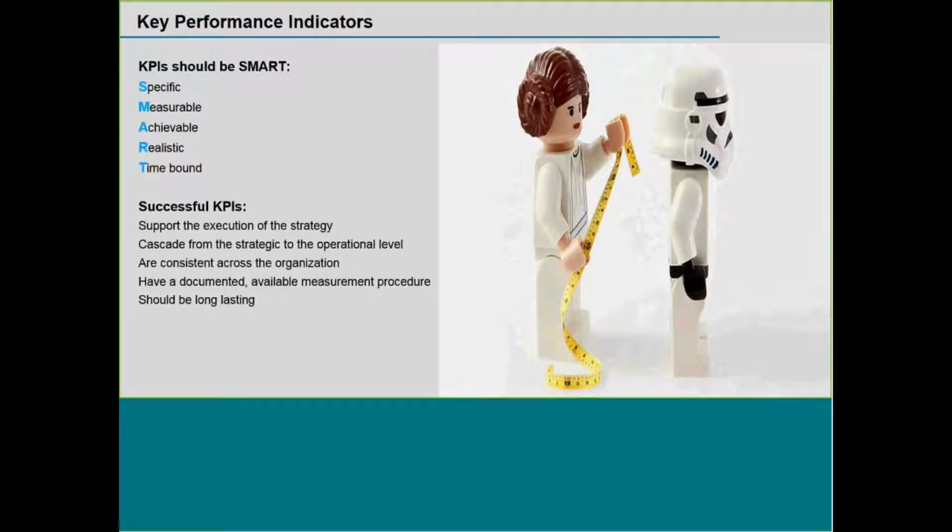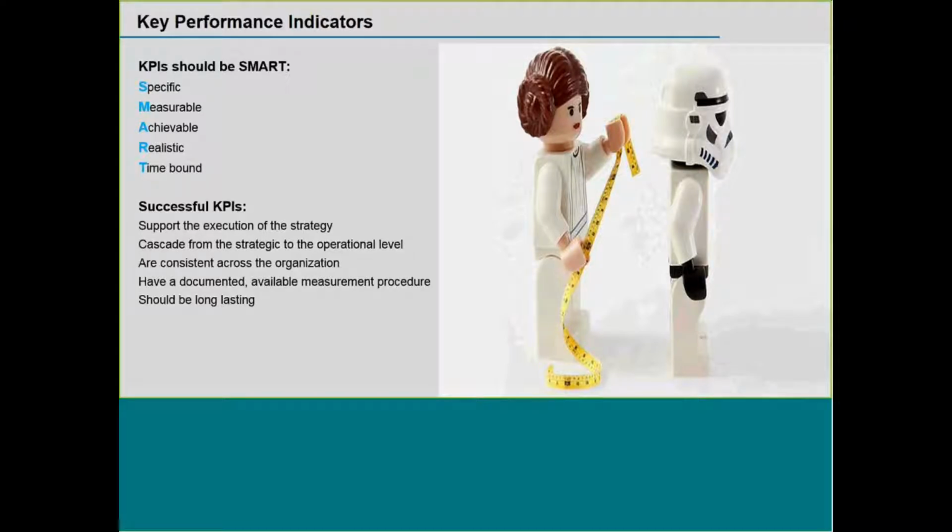So let's talk about these key performance indicators. KPIs should be SMART: specific, measurable, achievable, realistic, and time-bound. Successful KPIs, well, there's a lot of things that make up successful KPIs, but again, should support the execution of the overall strategy within the organization, right? So our frontline KPIs that we're managing ourselves every single day should somehow be related with the high-level goals and targets of the actual organization.